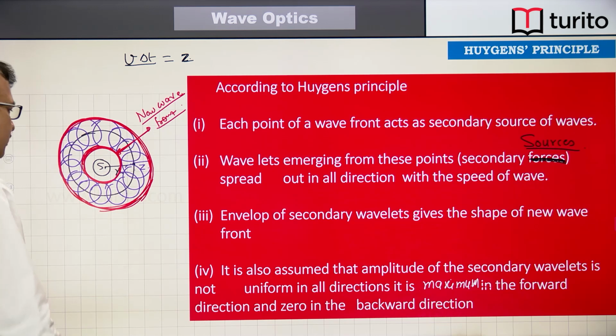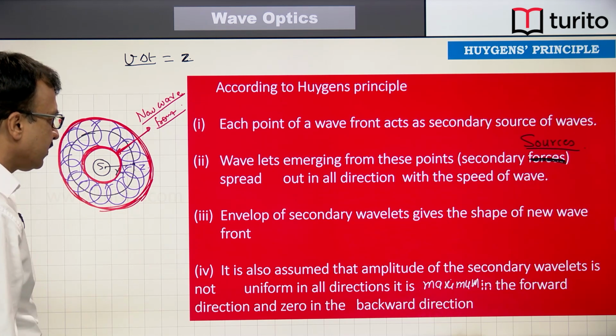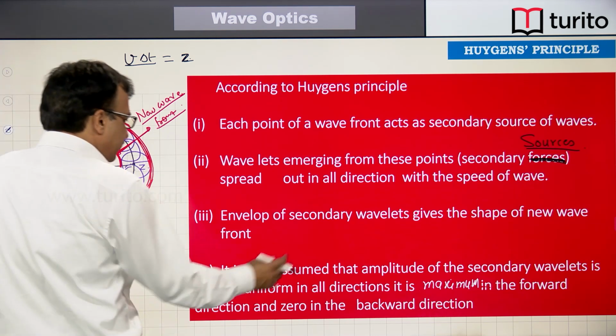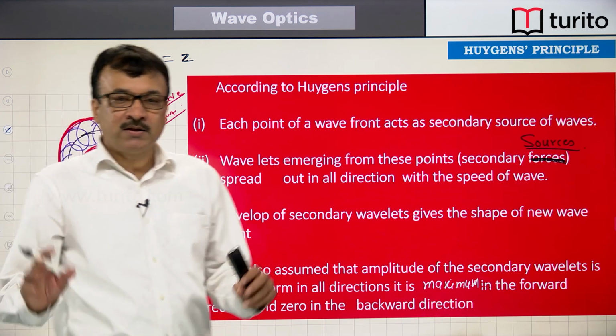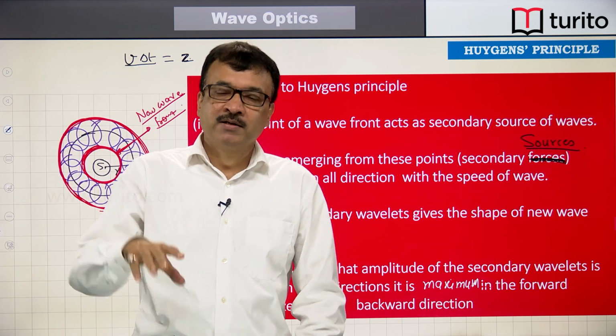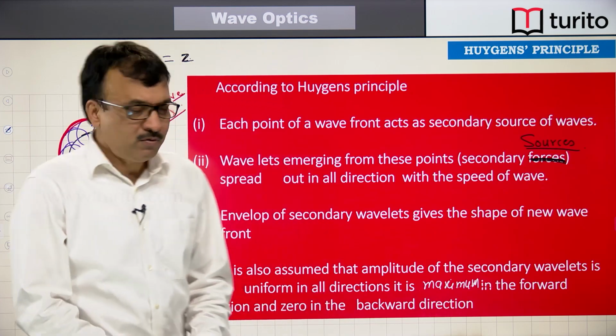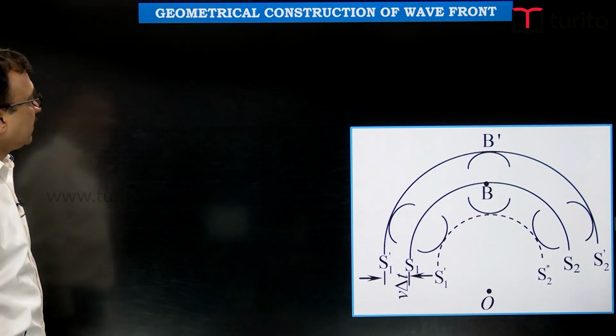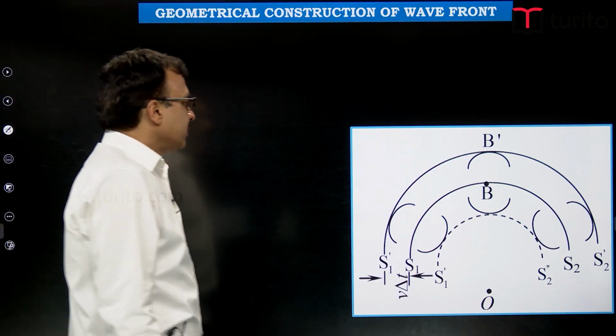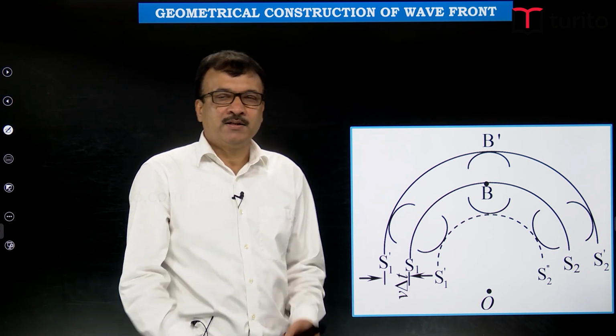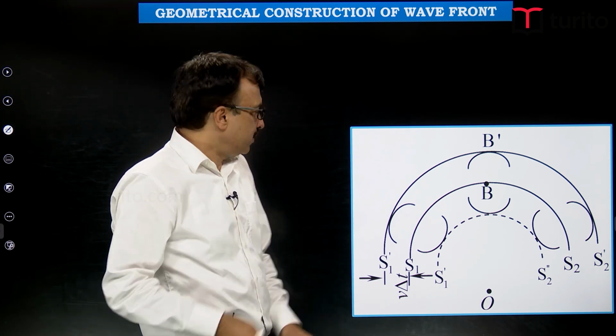Okay. So, uniform in all directions, it is maximum in the forward direction and 0 in the backward direction. So, these 4 points together make Huygens principle. This we have to remember. Now, this is the geometrical construction of wavefront. I just explained it to you already in the diagram.